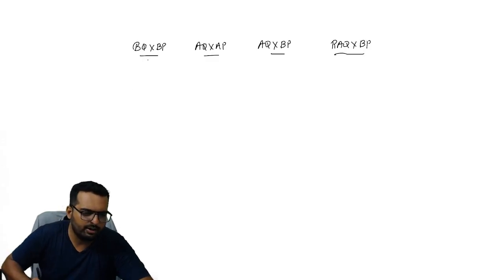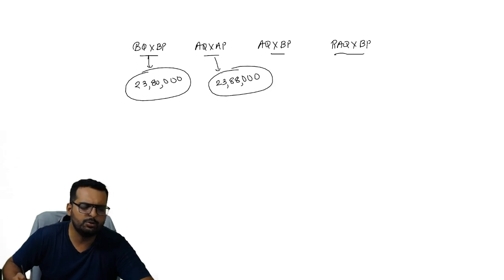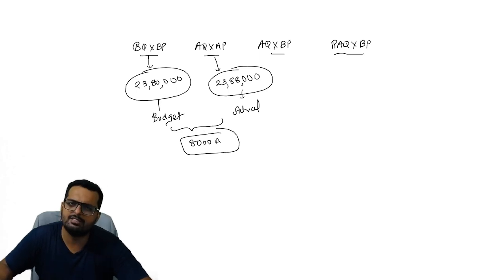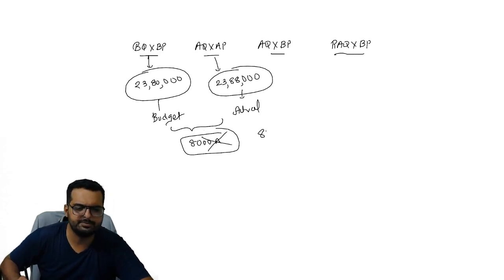You must have got 23,80,000 over here. And you must have got 23,88,000 over here. Am I right? Budget sales is 23,80,000. Actual sales is 23,88,000. And you have told 8,000 adverse. We should be sad that the actual sales is more than budgeted sales? This should be favorable.